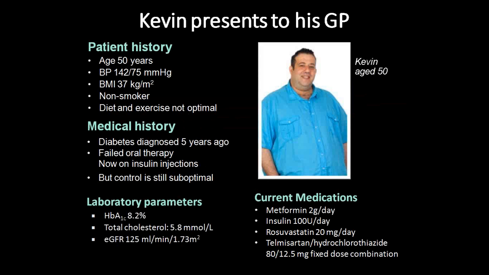So Kevin, here's a guy. He's clearly overweight. BMI is 37. He's on 100 units of insulin a day, but his A1C is 8.2. In this sort of situation before, the general practitioner would often just ramp up the insulin over and over again to try and get control. And of course it doesn't work, and you end up being on hundreds of units of insulin. Next slide, please.